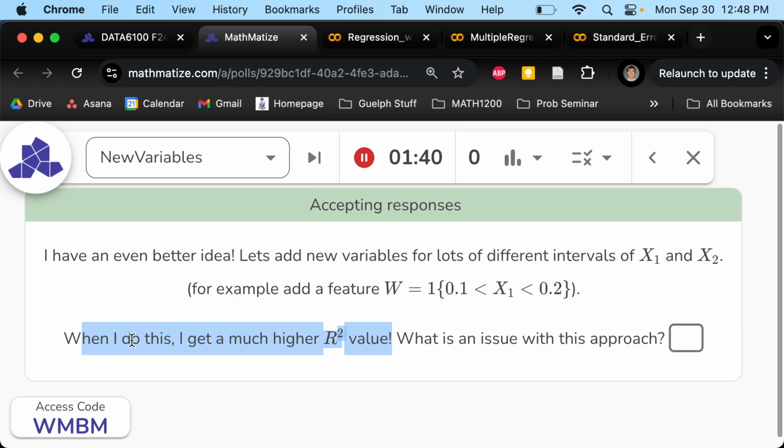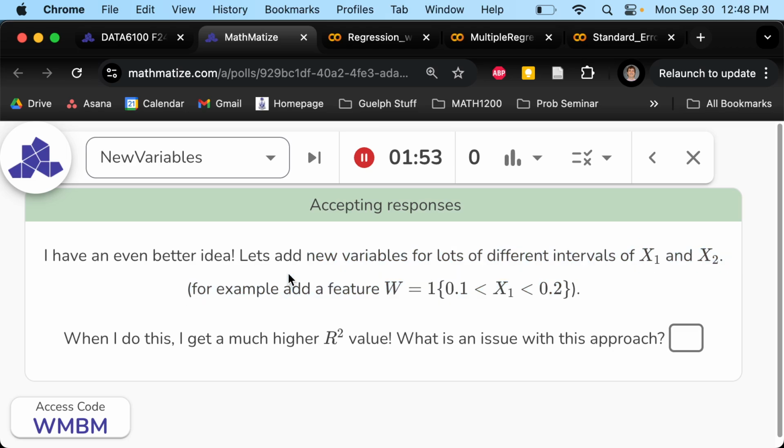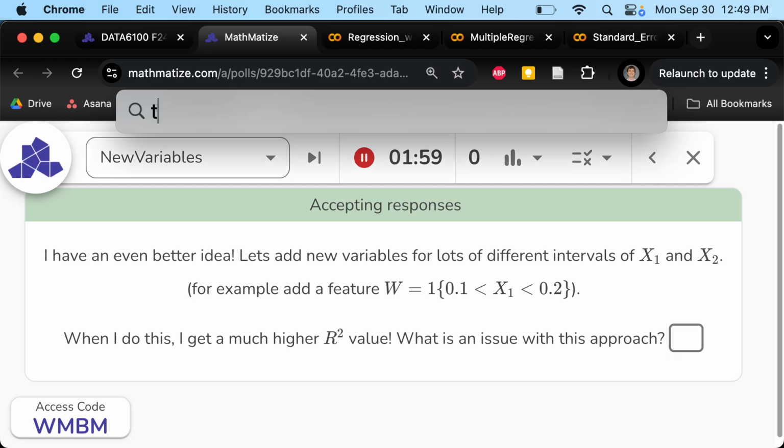I promise you that if you add in a lot of variables, you will actually get a better R² value. I know some people are slaves to the R² god and love to increase their R² value. So if you do this, I promise you will get an R² value that's better. But there is a problem. What is an issue with this approach? Fill in a one-word answer and you have 1 minute.